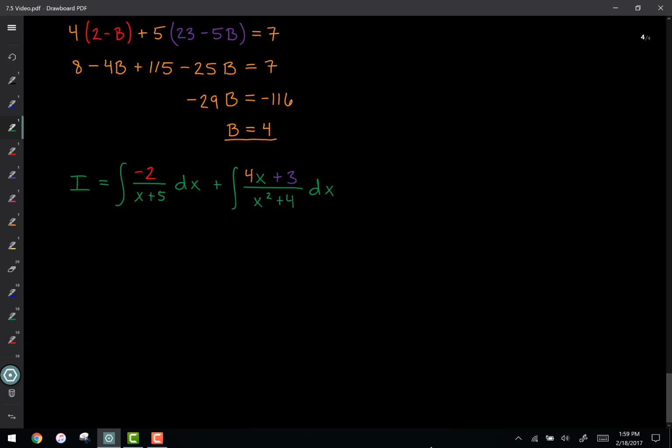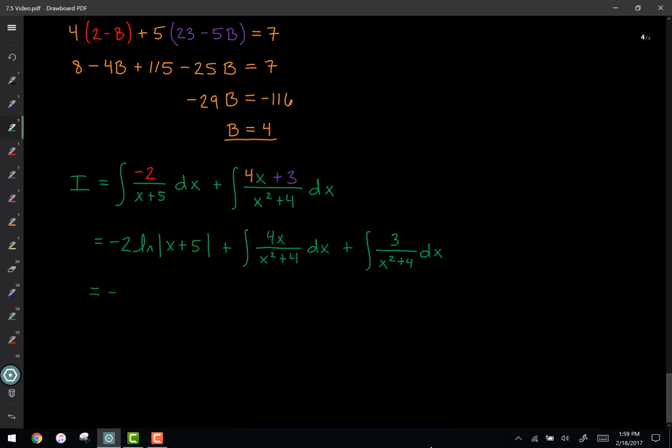And now we can integrate. This first integral is just another natural log. So negative 2 natural log of the absolute value of x plus 5. Plus, this second integral here, we have discussed how to integrate something that looks like this. It's not just going to be a u substitution where you let u be the denominator, setting it up for a log, because this purple plus 3 is going to mess us up. So the trick here was we're going to split apart the fraction. So you're going to have plus the integral of 4x over x squared plus 4 dx plus the integral of 3 over x squared plus 4 dx.